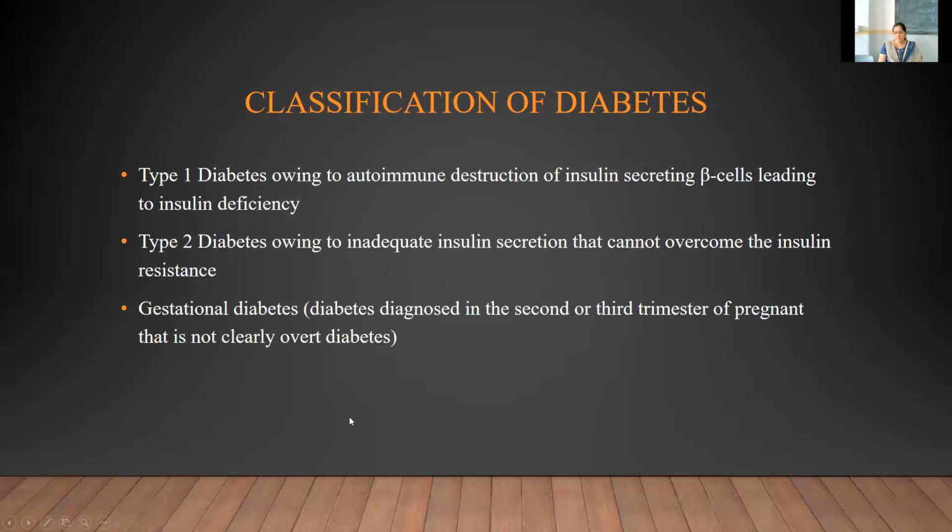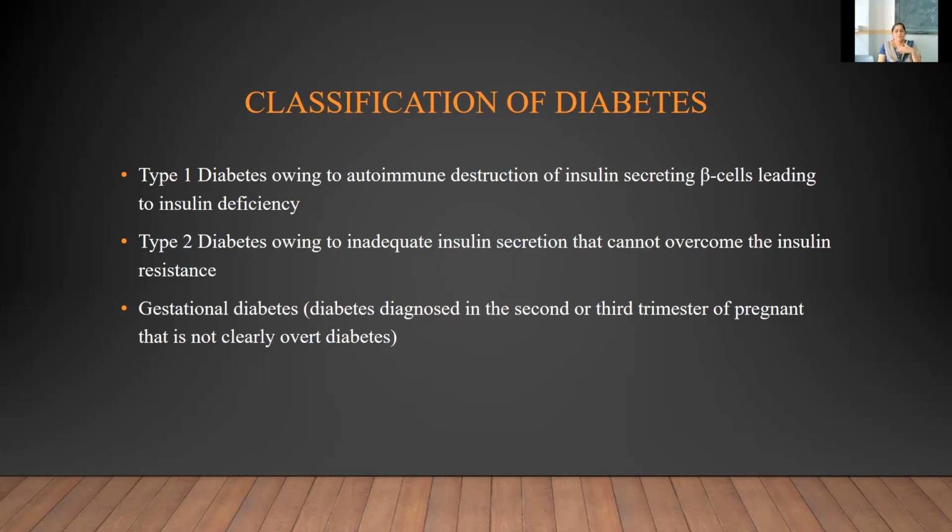Now, how do you classify diabetes? Diabetes can be classified mainly into type 1 diabetes, type 2 diabetes, and gestational diabetes. Type 1 diabetes is owing to autoimmune destruction of insulin secreting beta cells, leading to insulin deficiency. This happens at a very young age. It is also called juvenile onset diabetes.